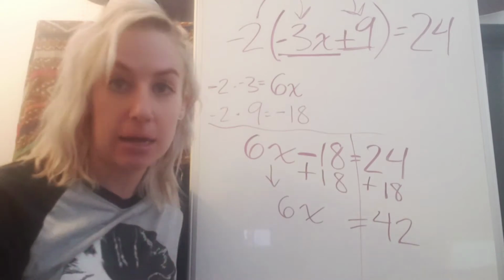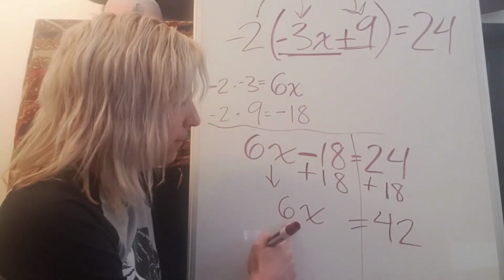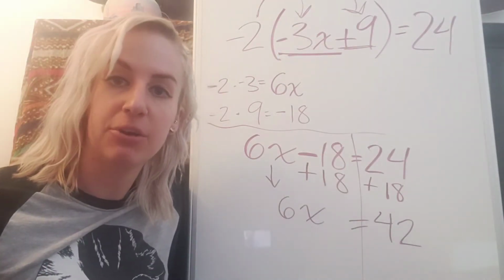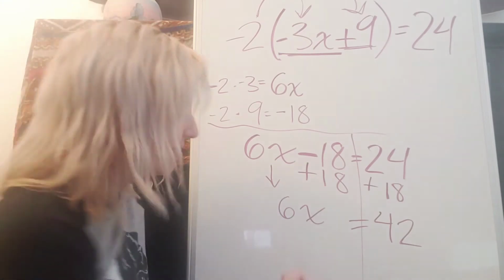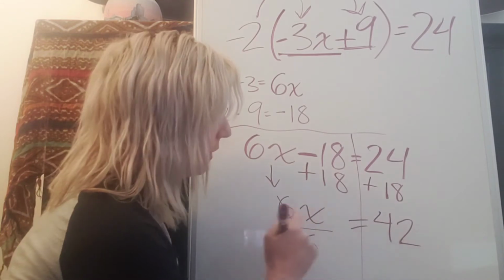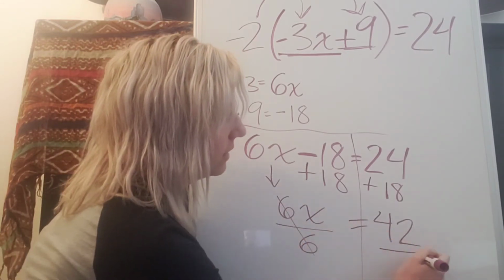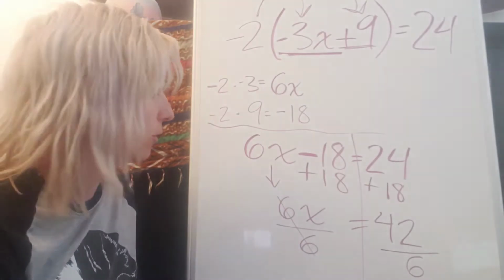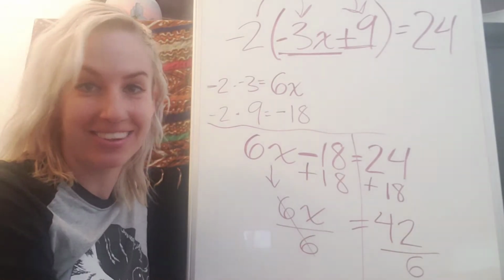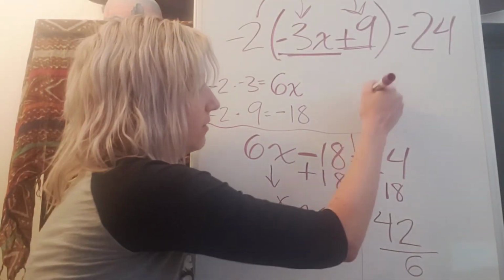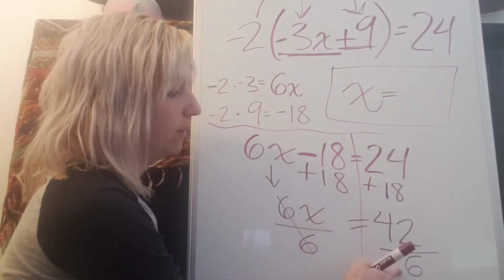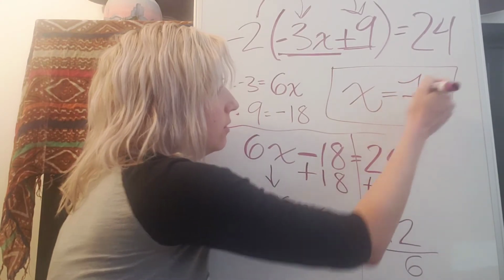Okay. And then my last step, I can remember, what kind of math is going on between this number and this letter? Multiplication. What's the opposite of multiplication? Division. Yeah. So I'm going to divide by 6, because that will cancel it out. And if I divide this side by 6, I have to divide the other side by 6. My new answer is that what's left is x is equal to 42 divided by 6, which is 7.